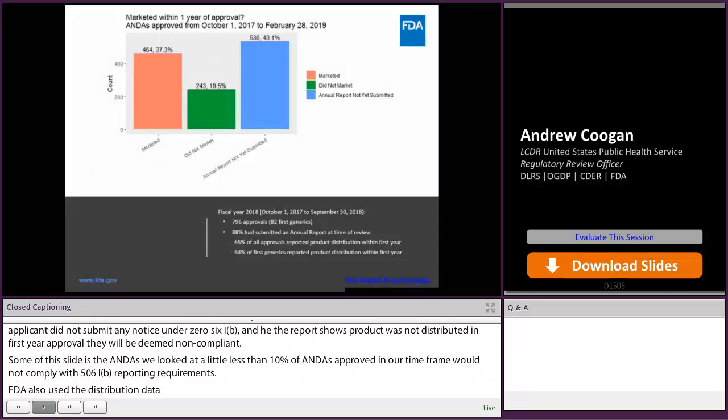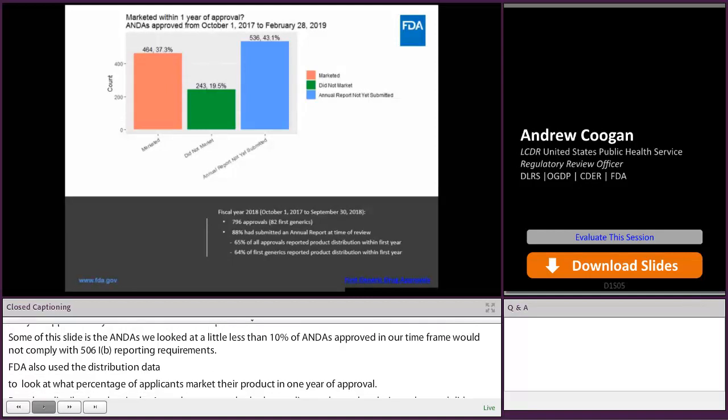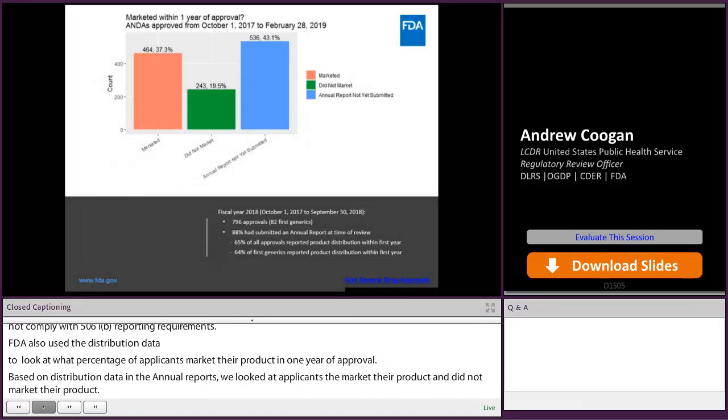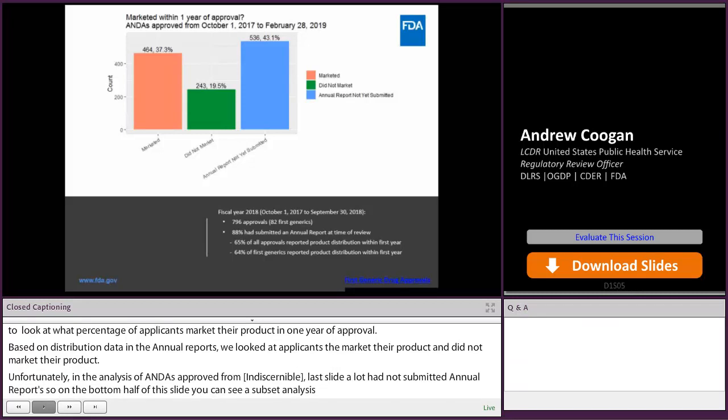Unfortunately, in the analysis of ANDAs approved from October 1, 2017 to February 28, 2019, like I said in the last slide, a lot of them had not yet submitted an annual report. So on the bottom half of this slide, you can see we did a subset analysis looking at just fiscal year 2018 to see what percentage of applicants market their product within 1 year of approval. So in fiscal year 2018, we had 796 approvals, 82 of those were first generics.